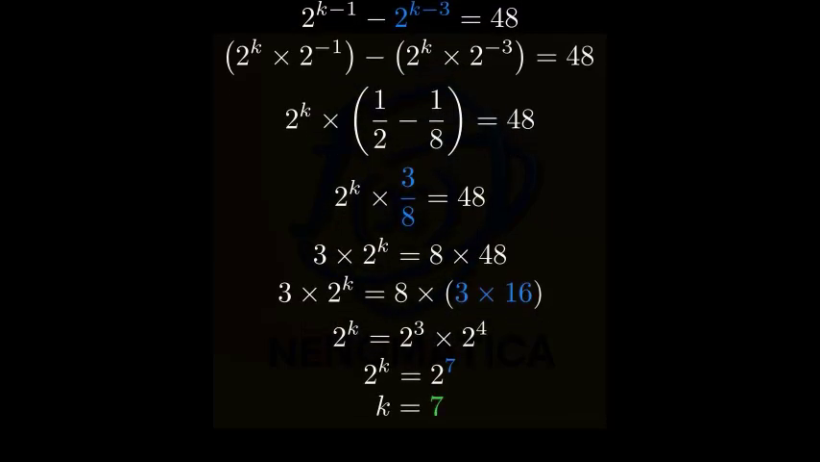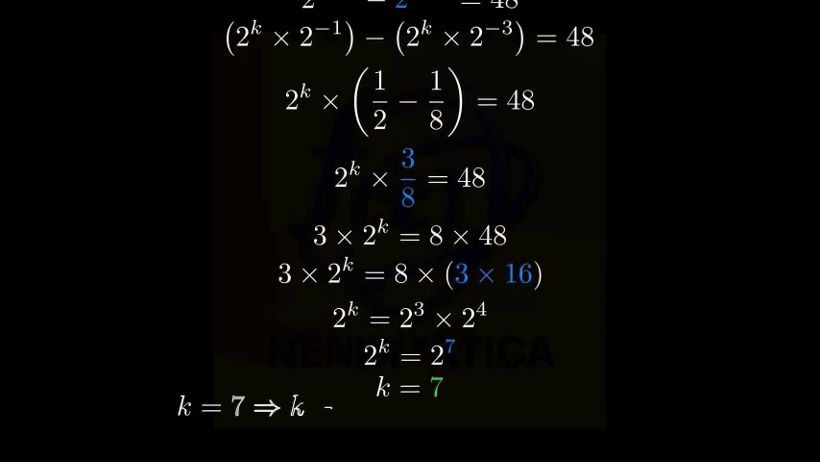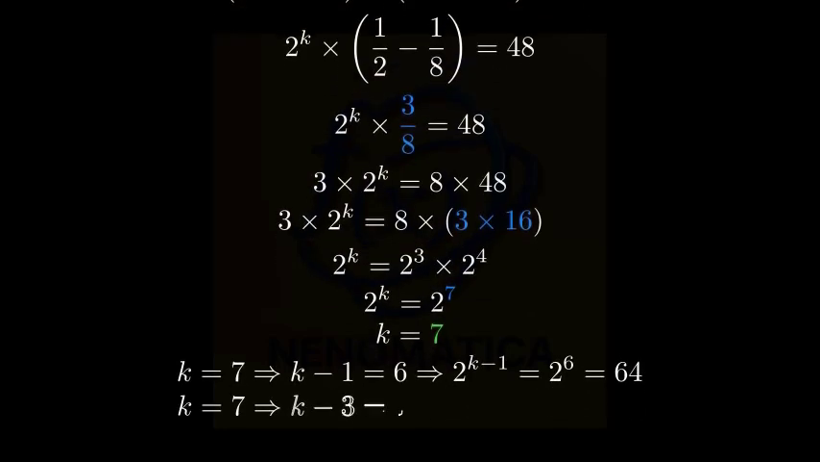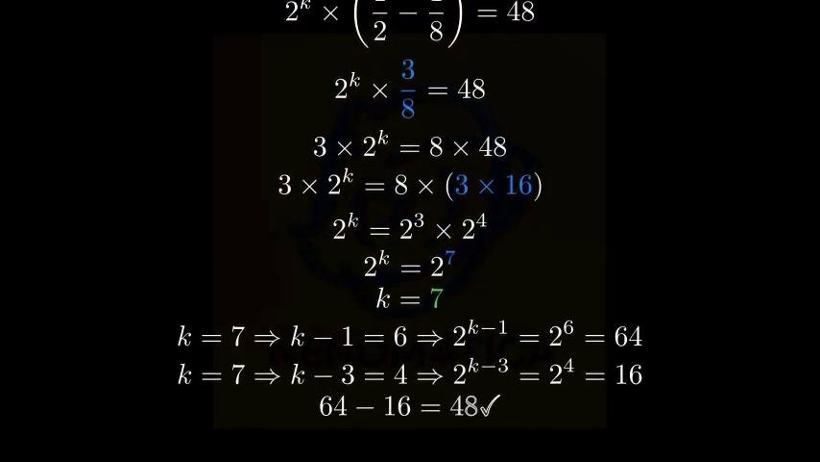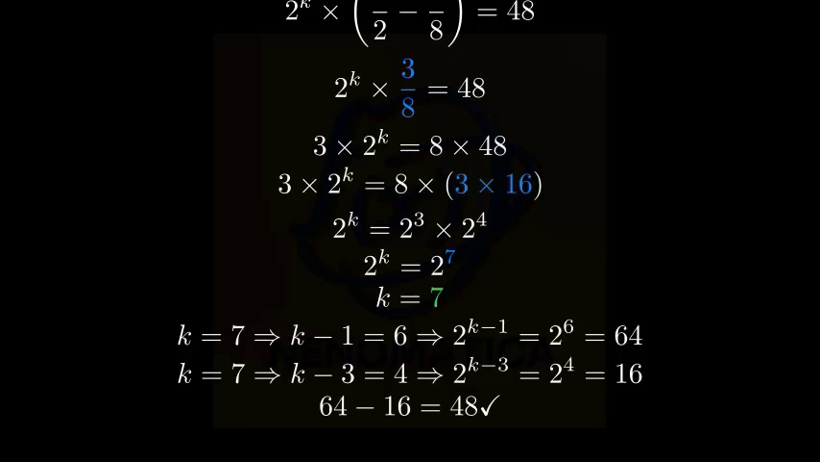Since the left side is 2 to the power of k, and the right side is 2 to the power of 7, we can conclude that k equals 7. This is our final answer. Let's verify our solution. With k equal to 7, a set with k minus 1, or 6, elements has 2 to the power of 6, which is 64, subsets. A set with k minus 3, or 4, elements has 2 to the power of 4, which is 16, subsets. The difference is 64 minus 16, which equals 48, confirming our answer.